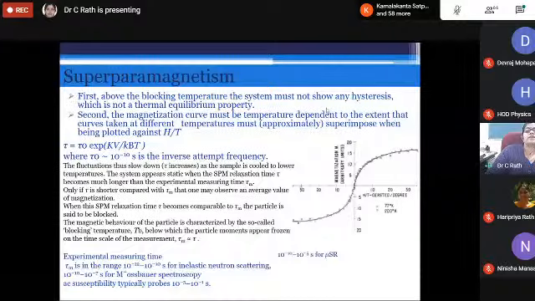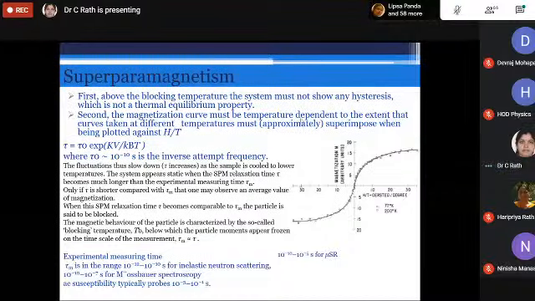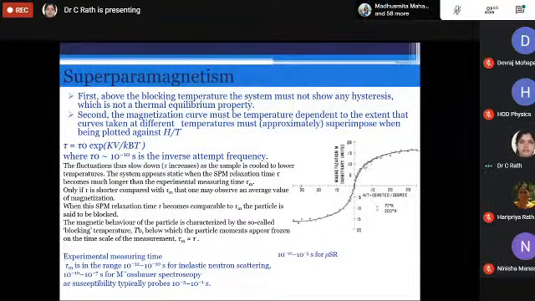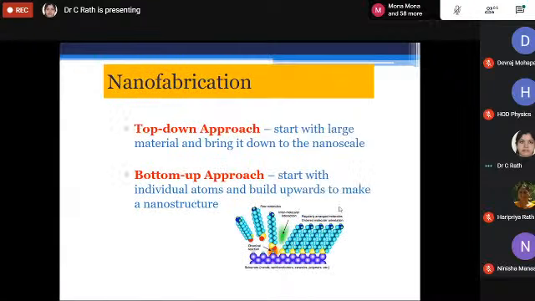So first, above the blocking temperature, the system must not show any hysteresis. That is a characteristic feature. And the second characteristic feature of superparamagnetic material is that the magnetization curves taken at different temperatures must superimpose when plotted against H/T. So if you take different temperatures like 77 K, 200 K, and plot H/T versus magnetization, they superimpose on each other, and that gives you the behavior of superparamagnetism. These are the magnetic measurements one can do to understand the magnetic behavior of the material.